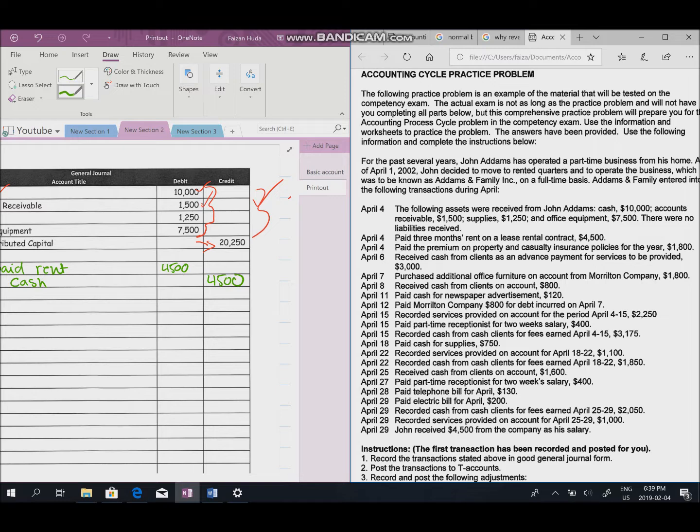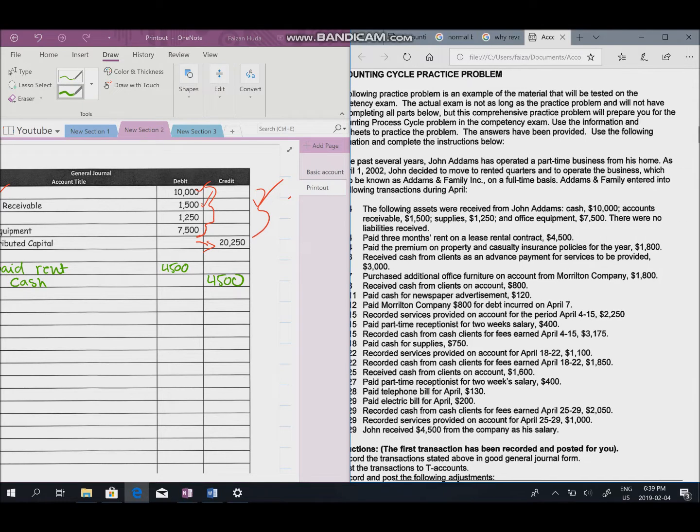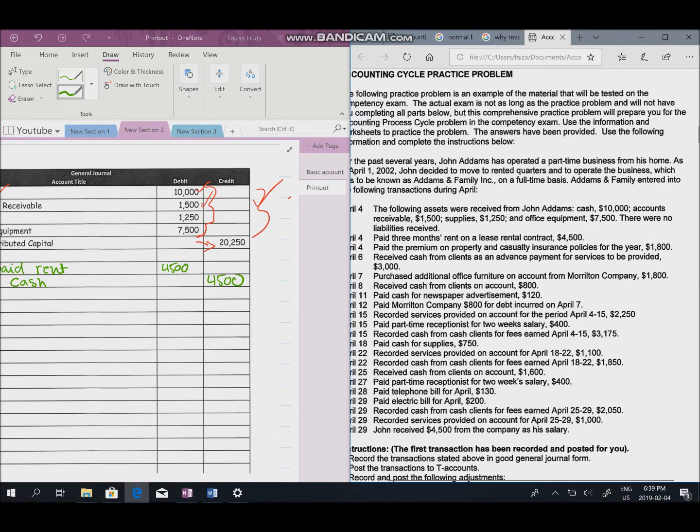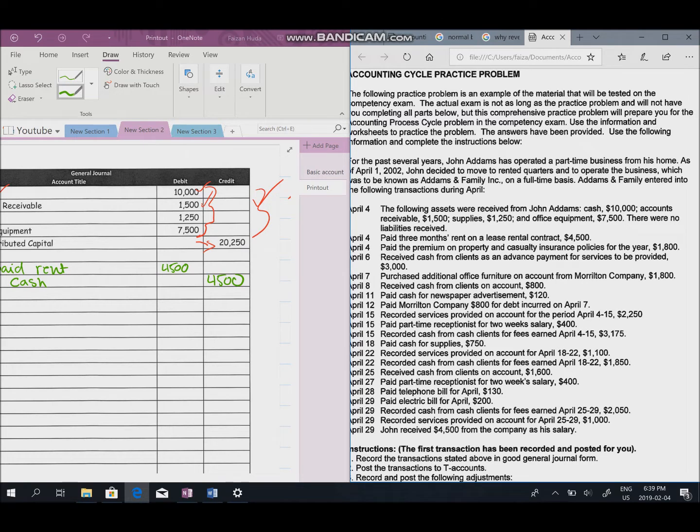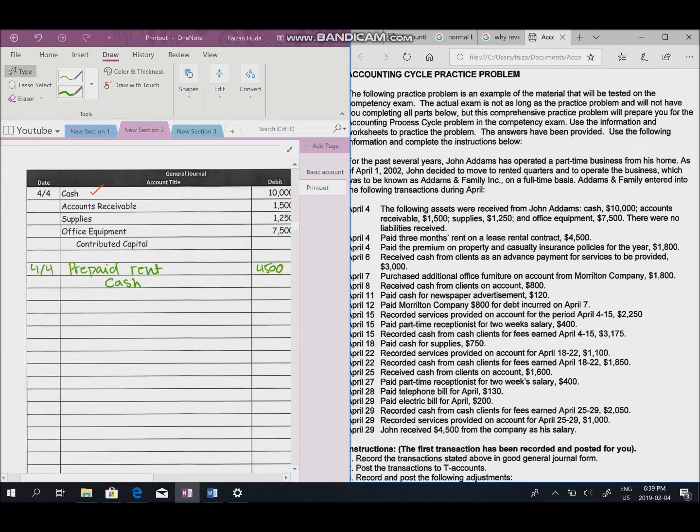Next transaction, April 6th. We received cash from clients as an advance payment for service to be provided, $3,000. So the key word here is payment for service to be provided, and provided is also another keyword. Received cash is also a keyword over here. What happened is we're receiving cash. That means our cash is going up. And every time our asset account increases, we debit our asset account. So that's why I will be debiting cash first.